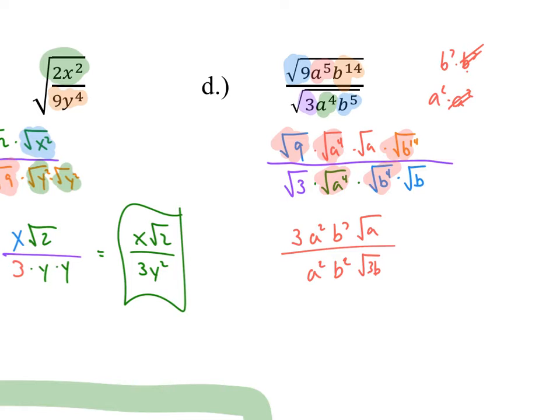And we know that division means subtraction, so here we'd have 2 minus 2, which really would just cancel all the a's. And then here we'd have 7 minus 2, which would cancel those and leave me with 5 b's on the top. So final answer here, 3b to the 5th square root of a over square root of 3b.